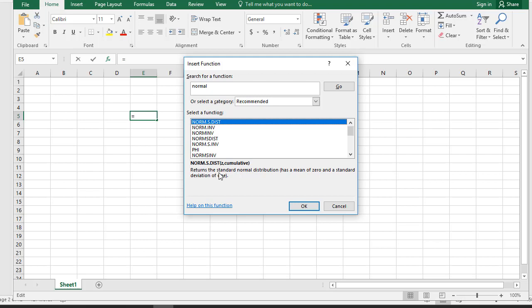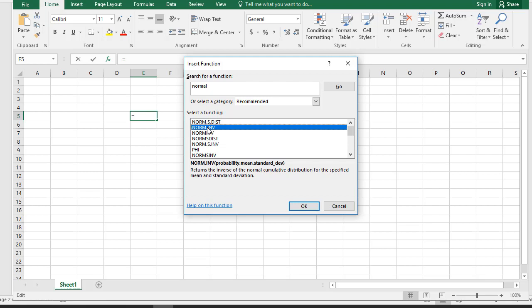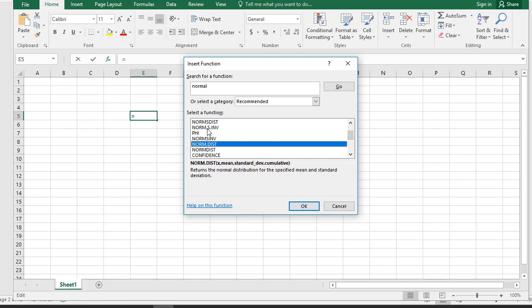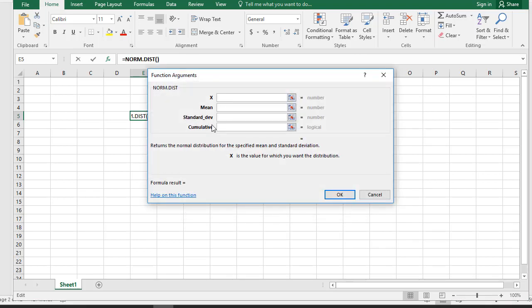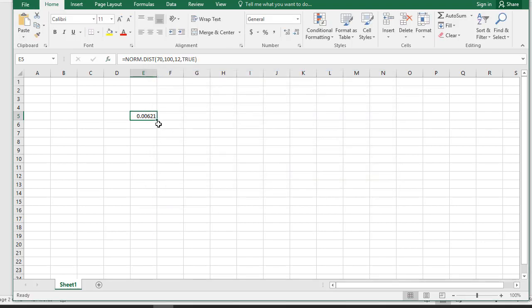What I can do in this case is, where is it at? Is it this one? No. Is it this one? No. Here it is, norm.dist. It says it returns the normal distribution with a specified mean and standard deviation. So I'm going to go ahead and double click that one. My x value was 70, my mean was 100, my standard deviation was 12, and I do want it cumulative to the left. So we can see there's that value.